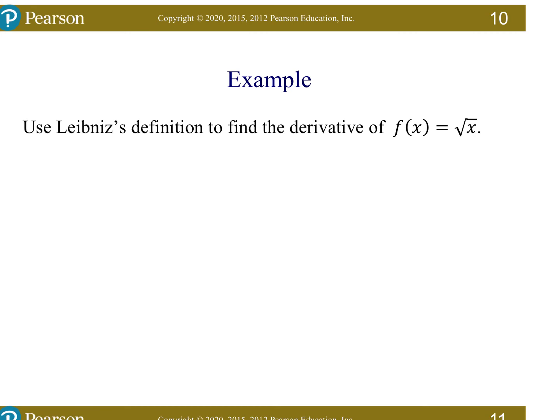All right, to tell the grader that you're planning to use Leibniz, you use this notation. It's basically an announcement: I plan to use Leibniz's notation instead of the prime notation. If prime is for Newton, this would be for Leibniz. My limit is going to have x approaching a. My denominator will have x minus a.